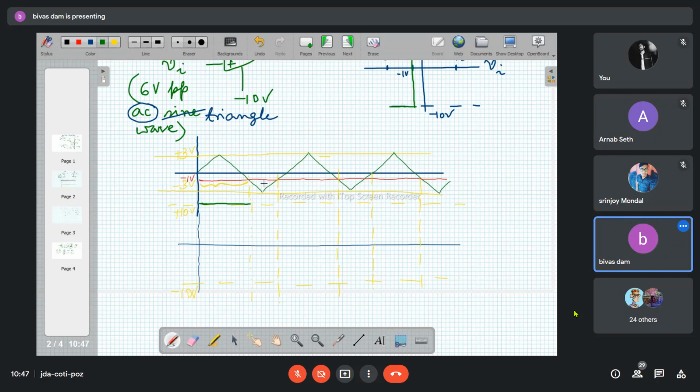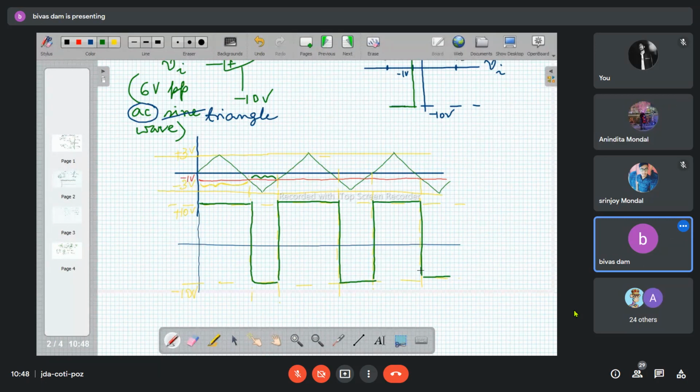Here over this interval, the input is less than the reference, so the output has got to be minus V sat, and here plus V sat. Okay. If there is any doubt, tell me. No, sir. Fine.